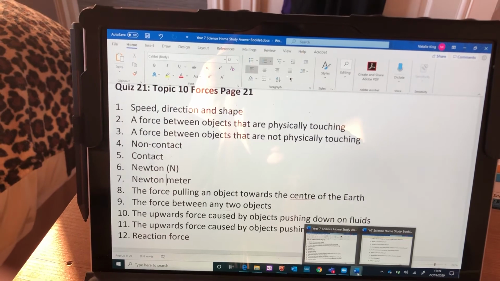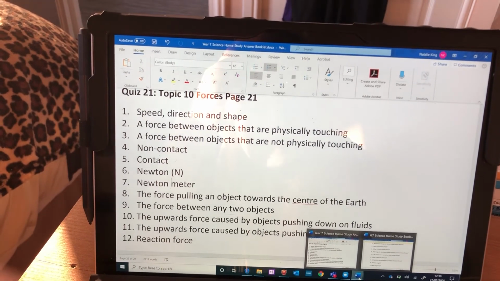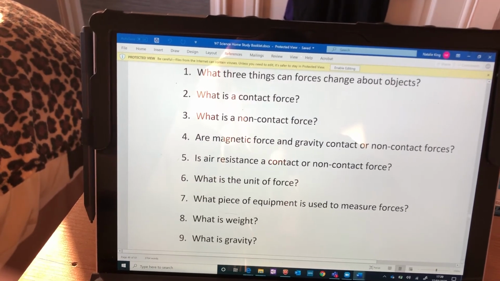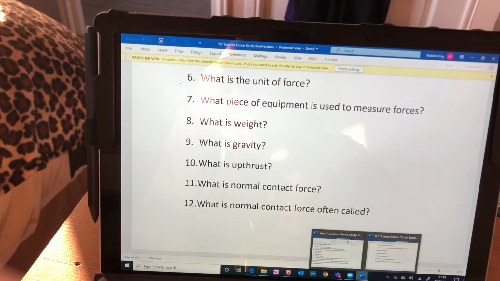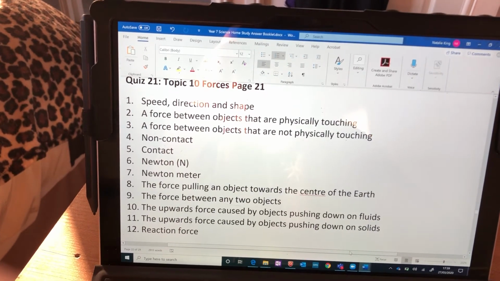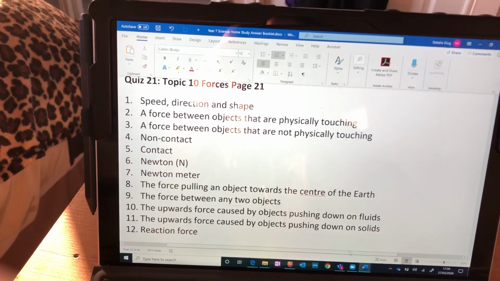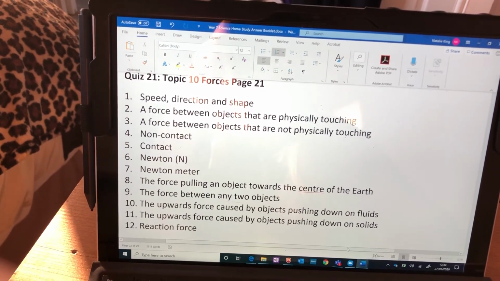Okay, where are we up to? I've lost my place. Question 10, I'm hoping. Let's have a little look. What was question 10? Okay, question 10 is, what is upthrust? So let's whiz back to our answers. Question 10, it's the upward force caused by objects pushing down on fluids. When we talk about upthrust, we usually talk about boats, don't we, in water, ships in water.